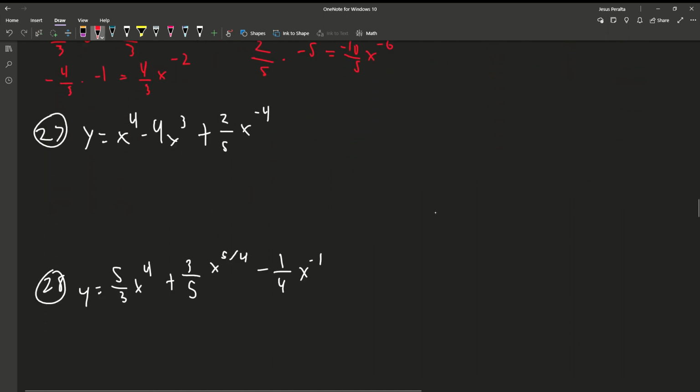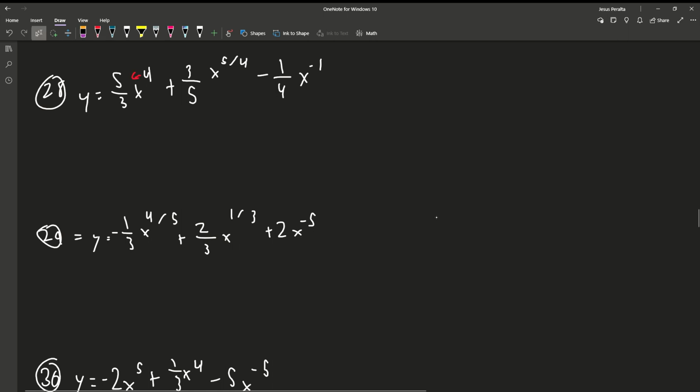27. This should be simple. 4x and then minus 1 should just be 3. 3 times negative 4 is just negative 12. X and then subtract 1. That's going to give you 2. And right here, this is the same thing as saying 2 over 5 times negative 4, which is negative 8 over 5. So negative 8 over 5. Then subtract 1. That's x to the power of negative 5, so it's going to go down. Should be answer.